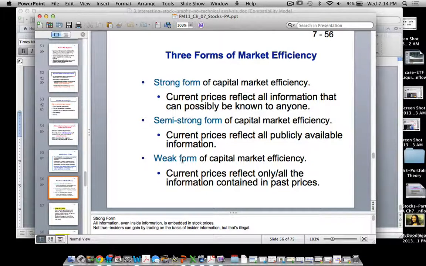So basically an implication of that is looking at past prices is not going to do you any good. Because not only can everybody look at the past prices, the past prices are embedded in the current price. The semi-strong form says current prices reflect all publicly available information.